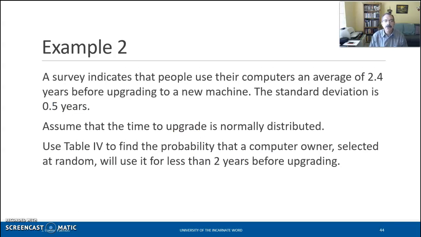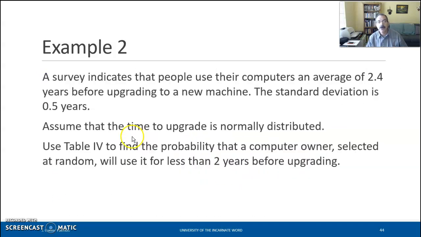So in example 2, a survey indicates that people use their computers an average of 2.4 years before upgrading to a new machine. The standard deviation is given as 0.5 years. And they're asking us to assume that the time to upgrade is normally distributed. So we would like to use table 4 to find the probability that a computer owner selected at random will use a computer less than 2 years before upgrading. So we want to find that probability.